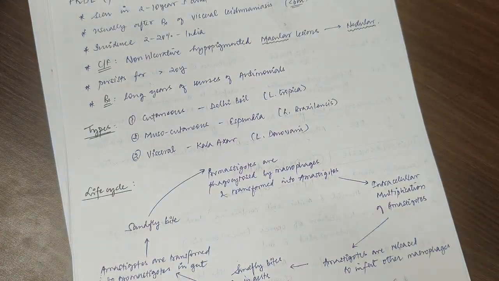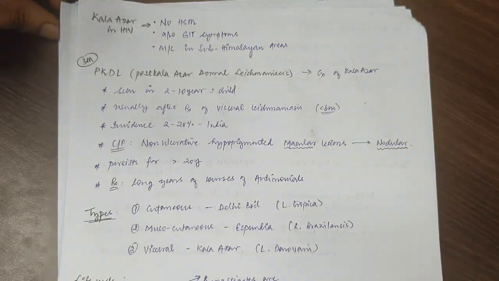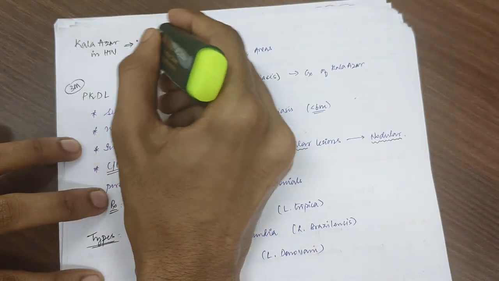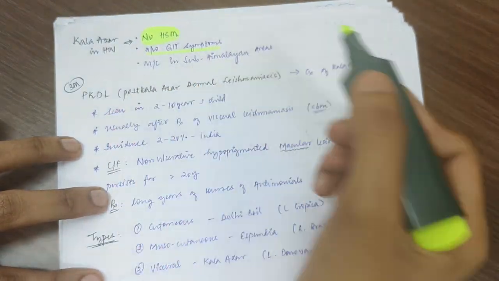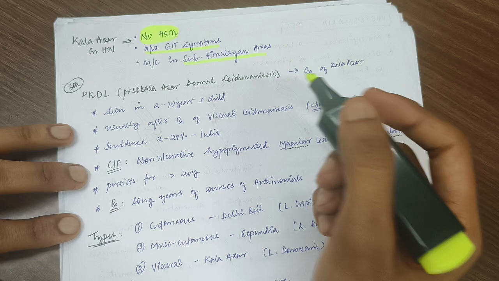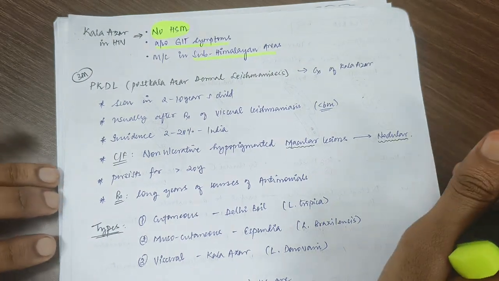Kala Azar in HIV, it is a bit different. How is it going to be presenting in HIV? That is, there is no hepatosplenomegaly and it is associated with GIT symptoms, and it is most common in sub-Himalayan regions.